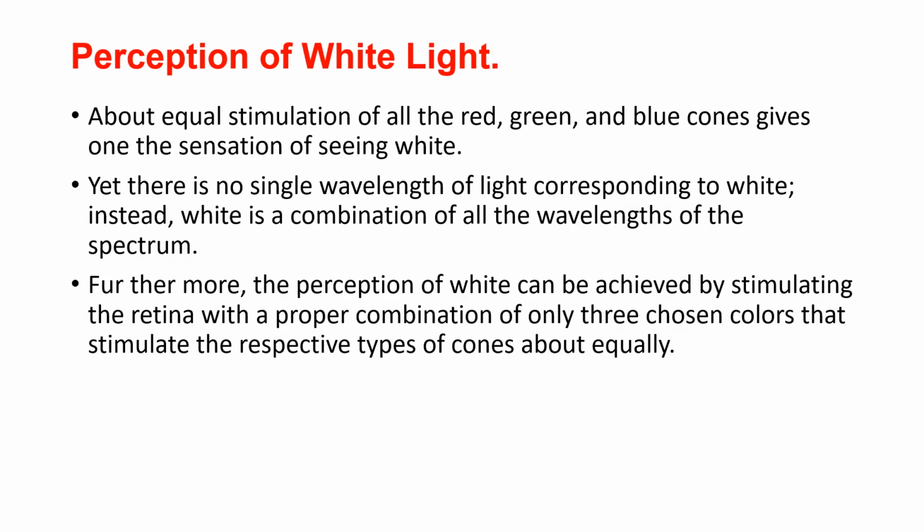Perception of white light. About equal stimulation of all the red, green, and blue cones gives one the sensation of seeing white. Yet there is no single wavelength of light corresponding to white. Instead, white is a combination of all the wavelengths of the spectrum. Furthermore, the perception of white can be achieved by stimulating the retina with a proper combination of only three chosen colors that stimulate the respective types of cones about equally.